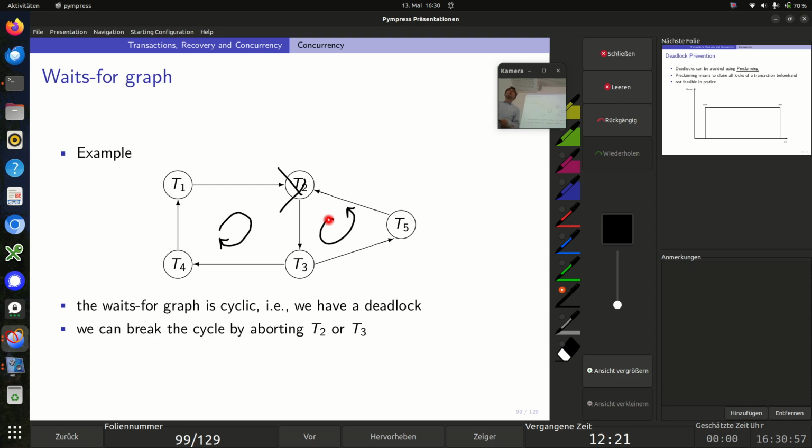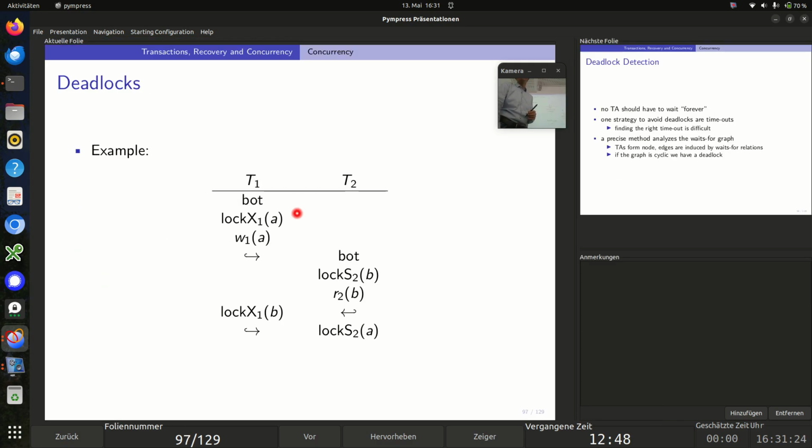What else could be done to avoid deadlocks? You mean a serial execution? Of course, serial executions are always possible, but serial executions are expensive. Anything else? So depending on the lock order. You have seen here the lock order: T1 acquires the first lock, then the second one. What else could be done?